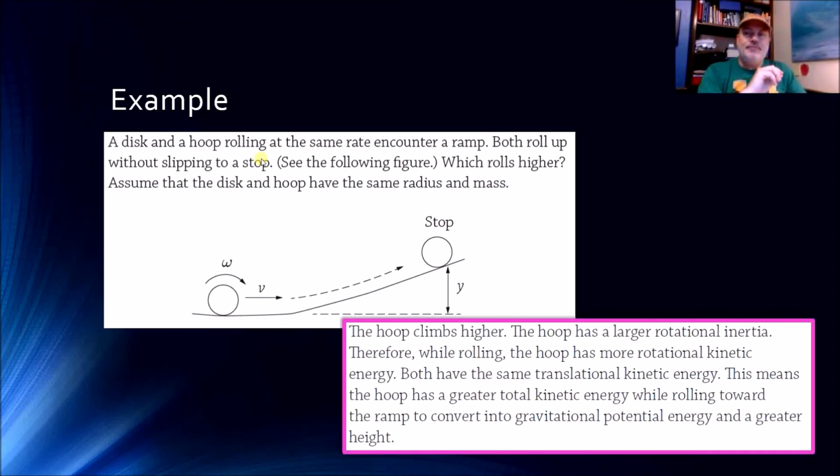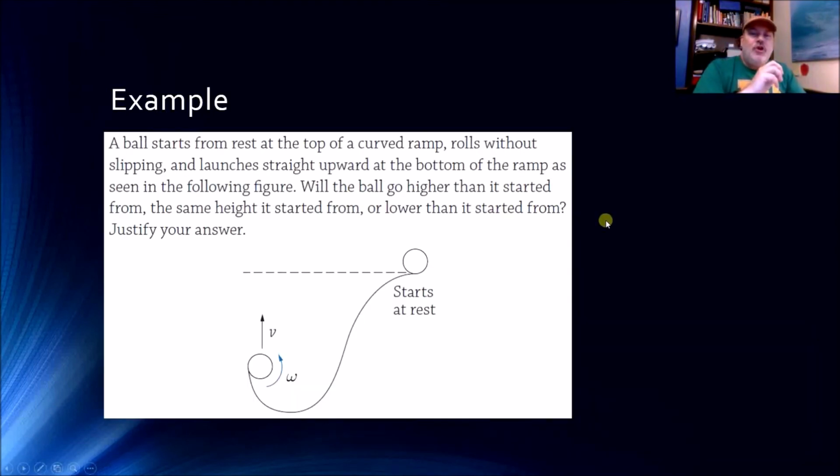A ball starts from rest at the top of a curved ramp and rolls without slipping. It launches straight upward at the bottom of the ramp as seen in the figure. Will the ball go higher than where it started, the same height, or will it go lower? Justify your answer. It's a trick question. See if you can get it.